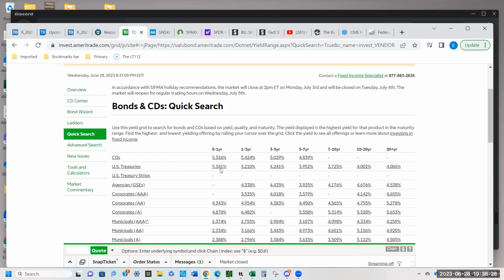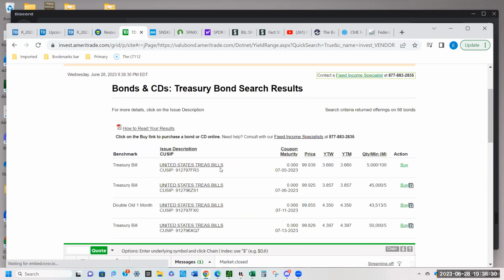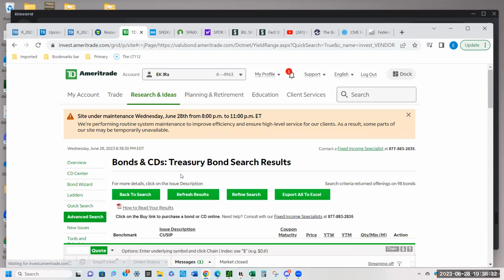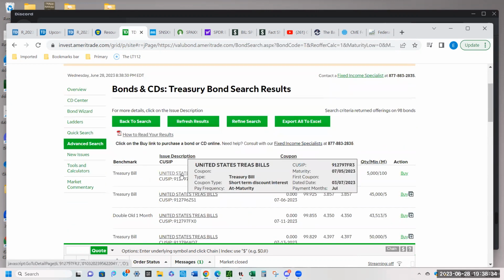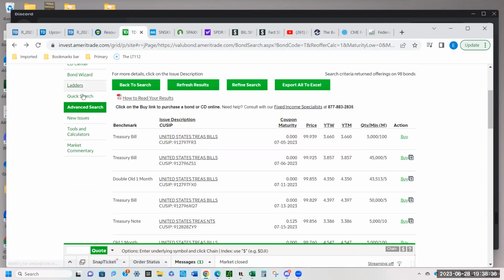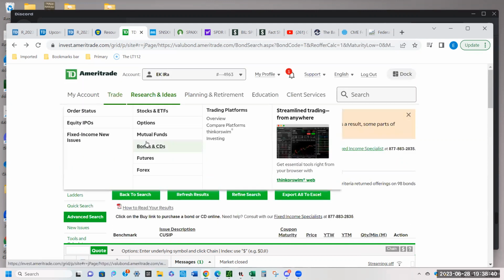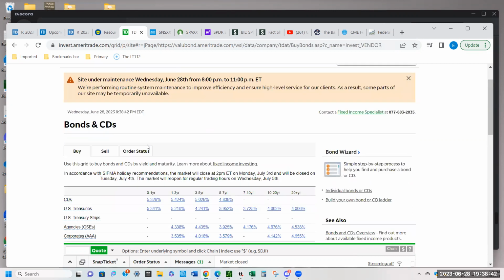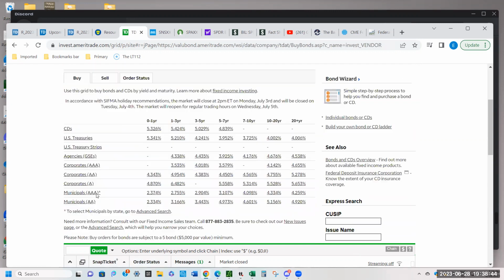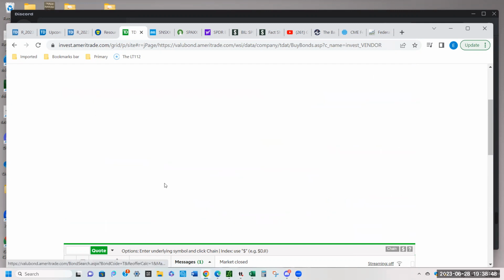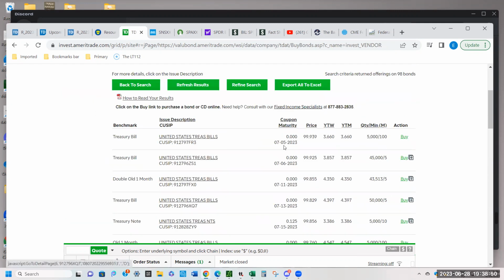Okay, we're going to go into the secondary market here. I'm again going to use Ameritrade because it's what I'm familiar with. Let me just tell you what I did real quick. I'll go back and do it again. So you go into trade, bonds and CDs. We want to look at treasuries. We want to look at the 0 to 1 year. So we click that. This starts now.